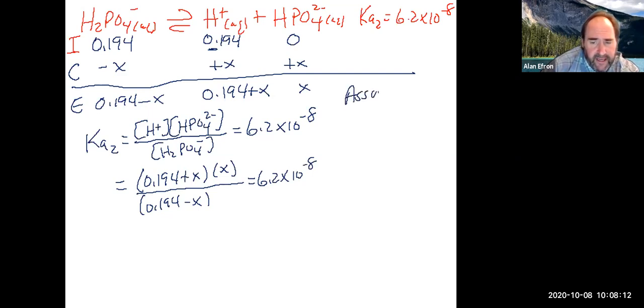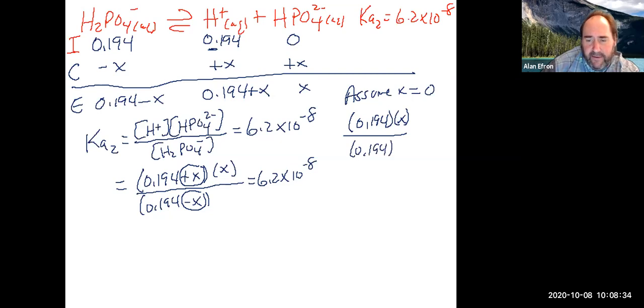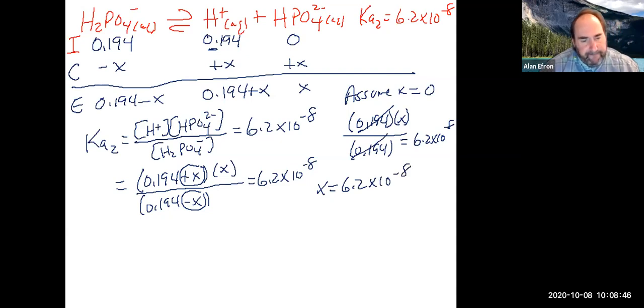We're going to assume that X is equal to 0. Remember, again, you can't get rid of all the X's. In this case, it is just the X's we're going to add to a number or subtract from a number. So it would be those two X's. That would give me 0.194 times X divided by 0.194 equals 6.2 times 10 to the minus 8. I think I could do that math. That gives me an X equal to 6.2 times 10 to the minus 8 in that case.